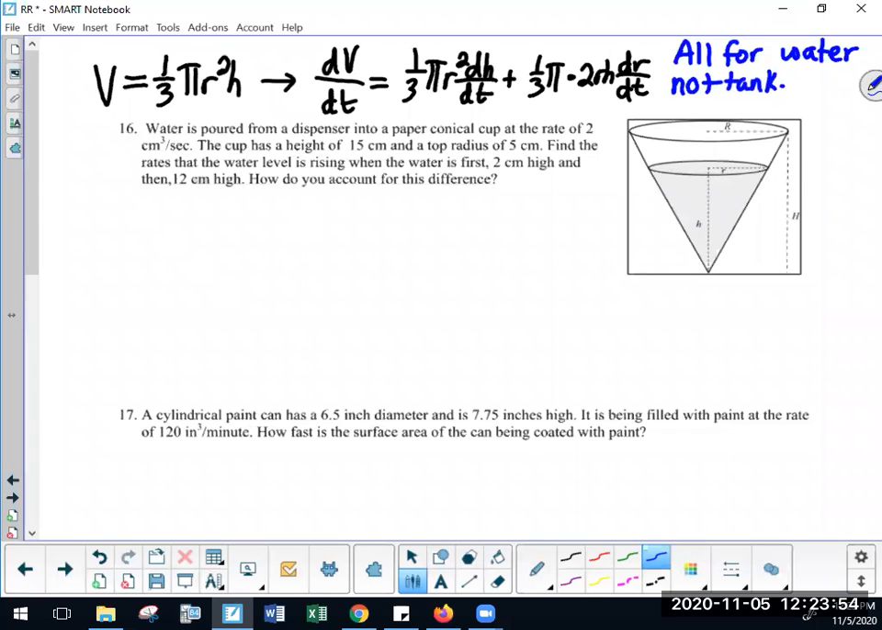But what we could do was use that idea of similarity. So the tank and the water in the tank are similar.